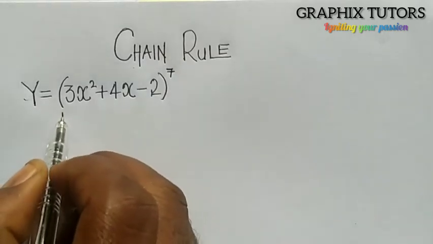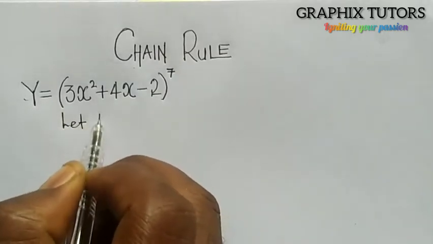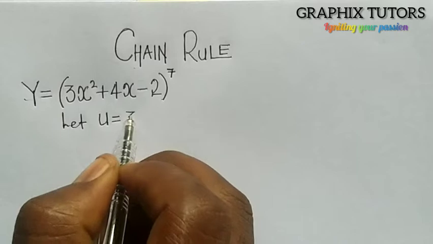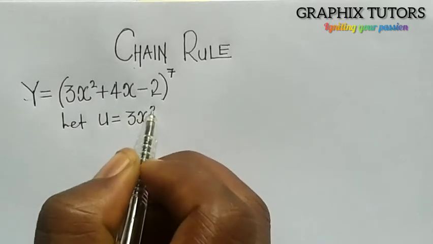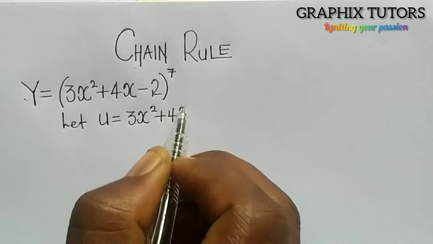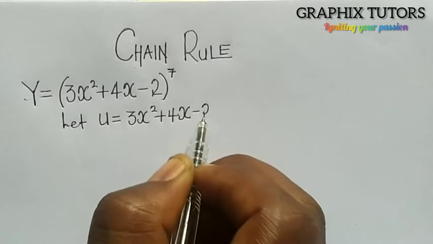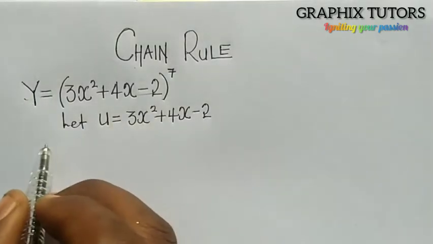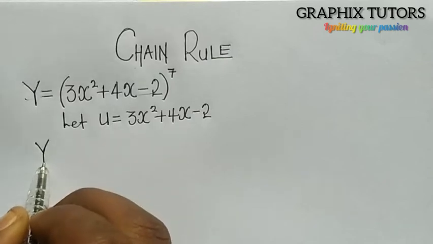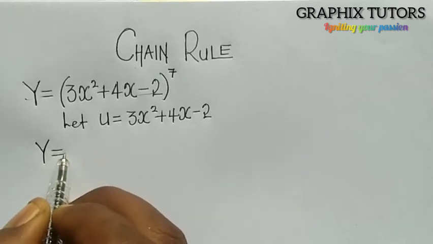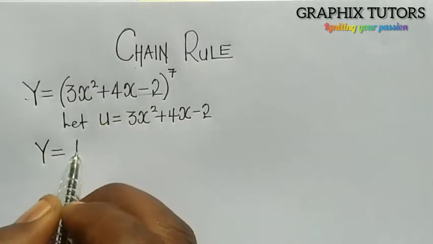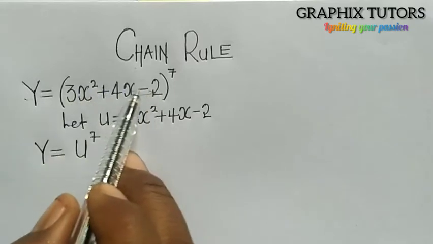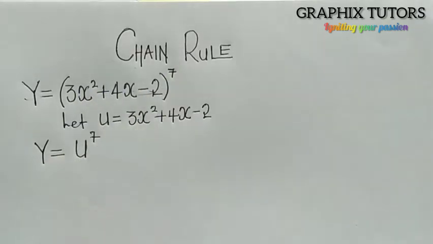So I'm going to say that let u be equal to 3x squared plus 4x minus 2. So I've represented it with that. If I rewrite this function again, I'm going to have y equals u to the power of 7. It means that everything inside the bracket is now u, so I'll write y equals u to the power 7.